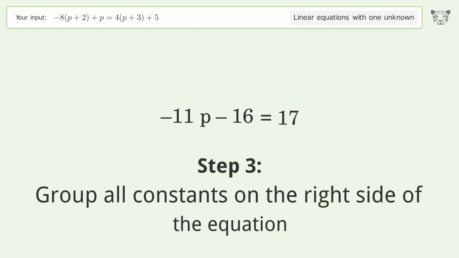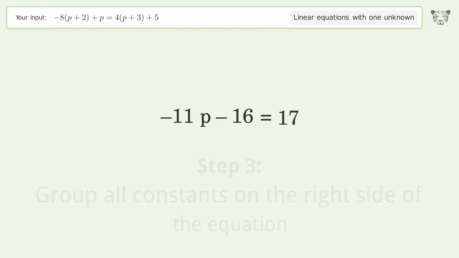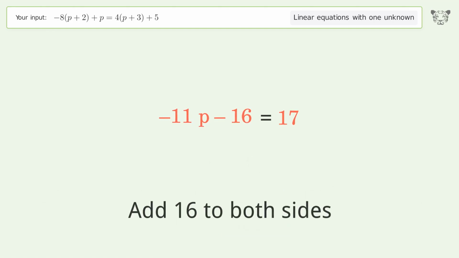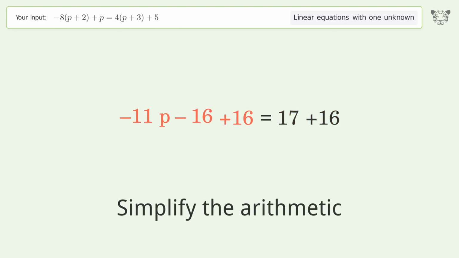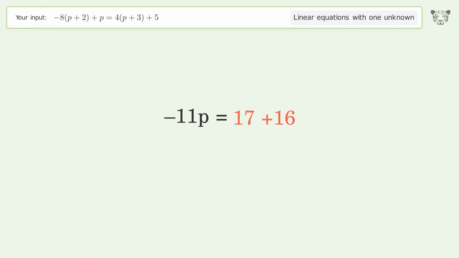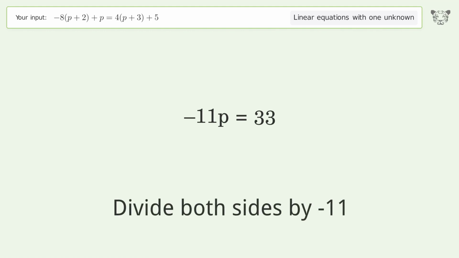Group all constants on the right side of the equation. Add 16 to both sides. Simplify the arithmetic. Isolate the c. Divide both sides by -11.